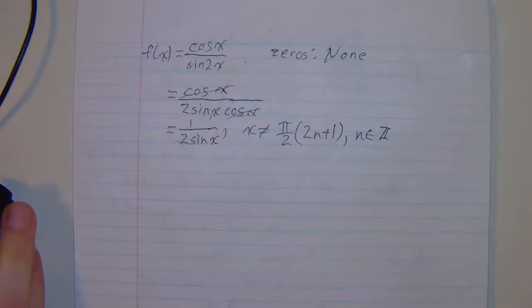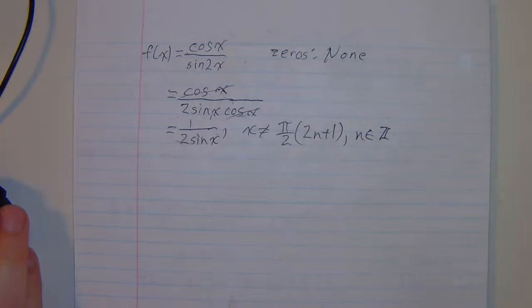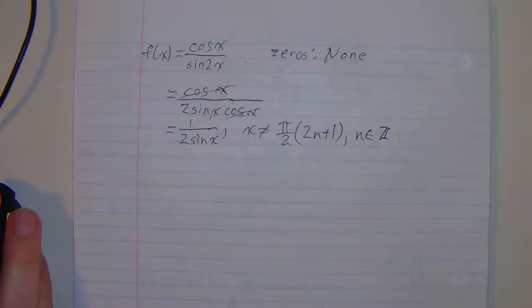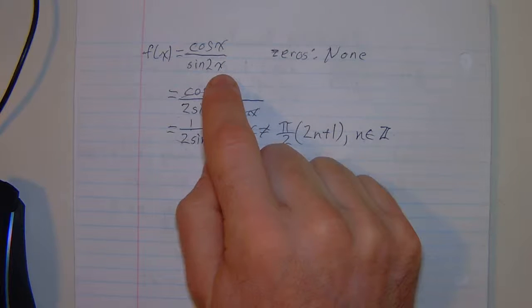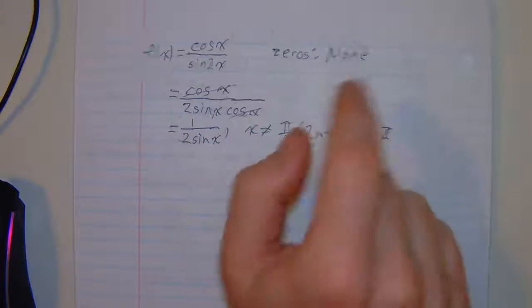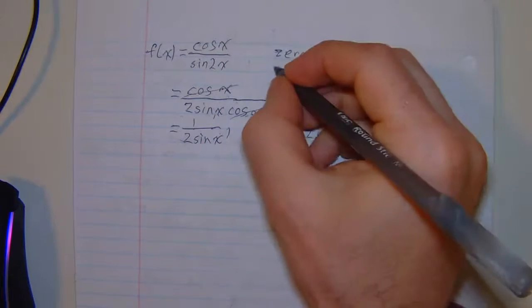It's really helpful if you graph cos x and sine 2x separately. You'll see that the zeros of cos x are also zeros of sine 2x. And so we know we're going to get holes there rather than zeros.